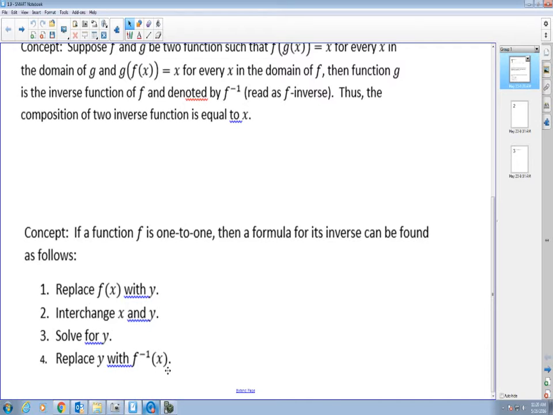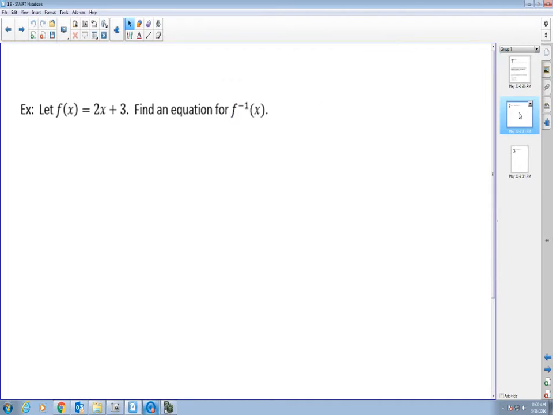So let's try an example using a linear function. We know this is a linear function, so it gives me a straight line. And a straight line is always one-to-one because it passes the horizontal line test. It will only cross the function at one point. So it is one-to-one, therefore we can find its inverse. The first thing I do is replace my f of x with the variable y. So we say y equals 2x plus 3.